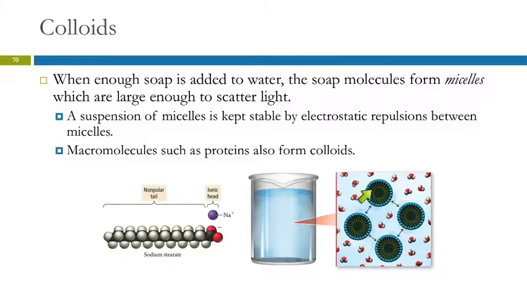The micelles are separated from each other. They keep from just clumping together into a big glob because of electrostatic repulsions. There's negative charges on the outside of this, and so this one is repelled from that one, and so they will stay separated. Other large molecules, such as proteins, will also form colloids.